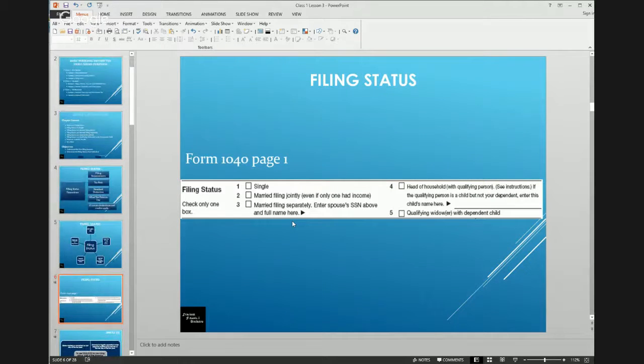The filing status section is at the top of the page 1040, and you can see here that there is a place under head of household to list the qualifying person if they are not part of your tax return.